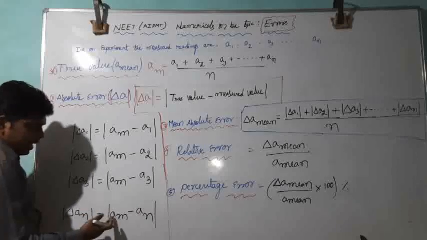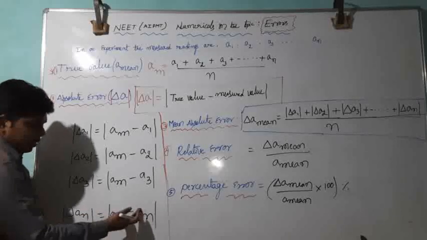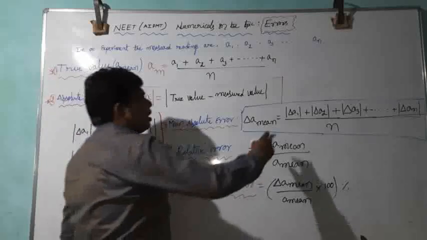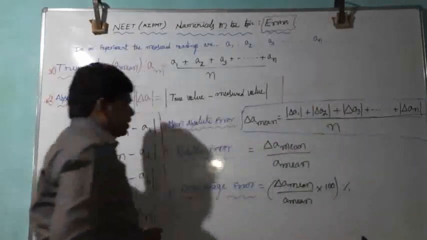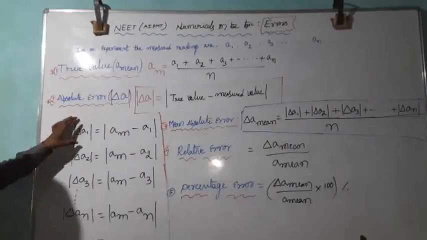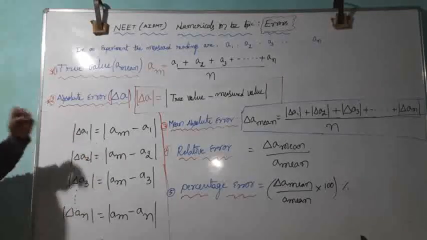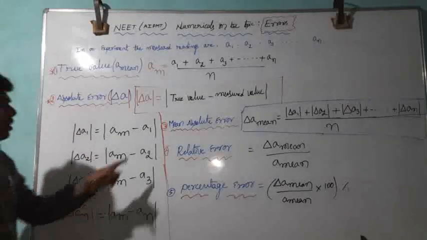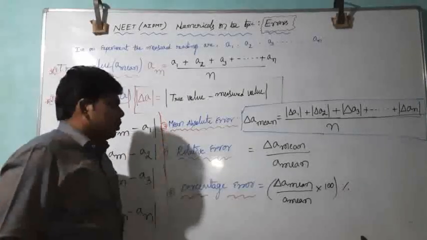Magnitude of mean value minus the nth measured value. The nth measured value is indicated by A_n. Next, after finding the n number of absolute errors, we have to go for the third point, that is nothing but the mean absolute error.